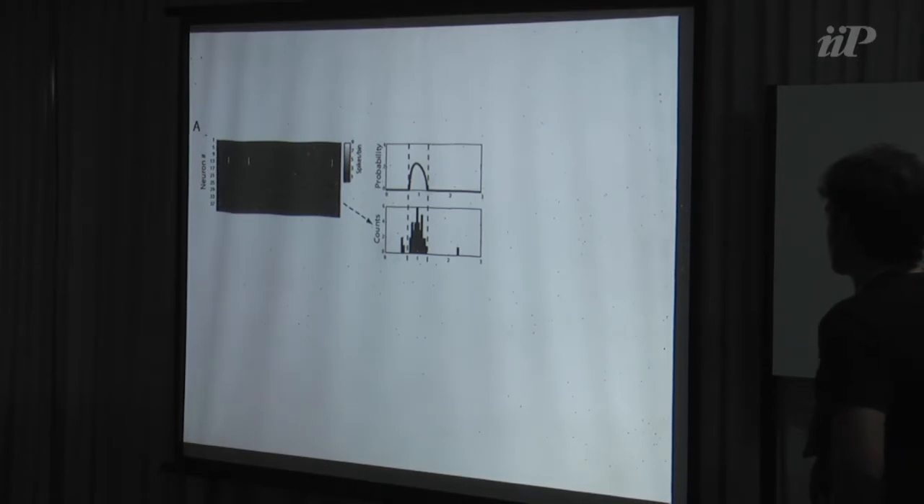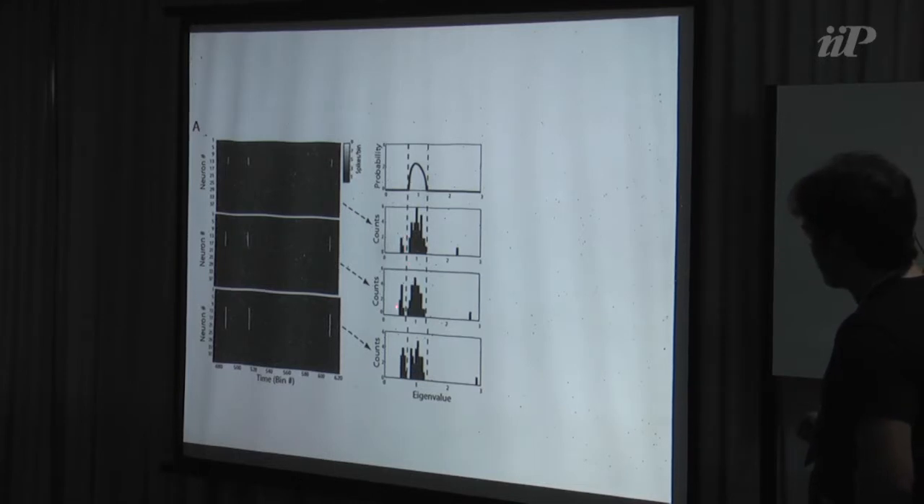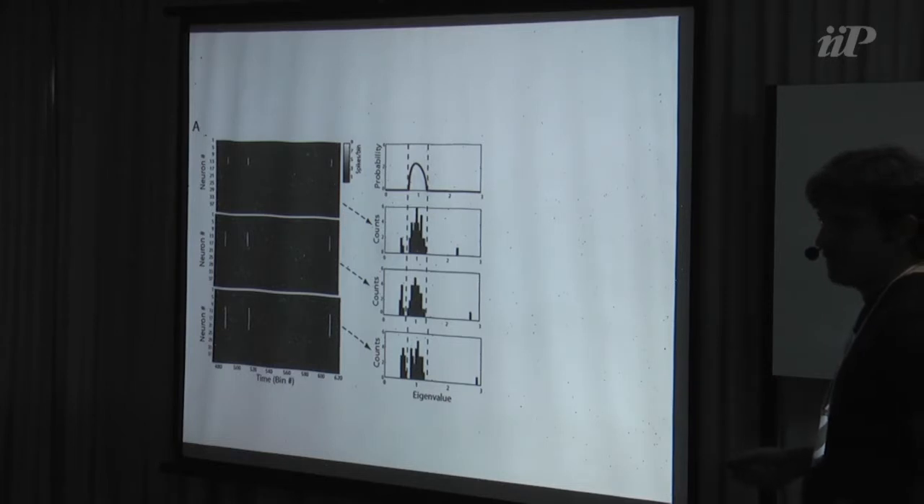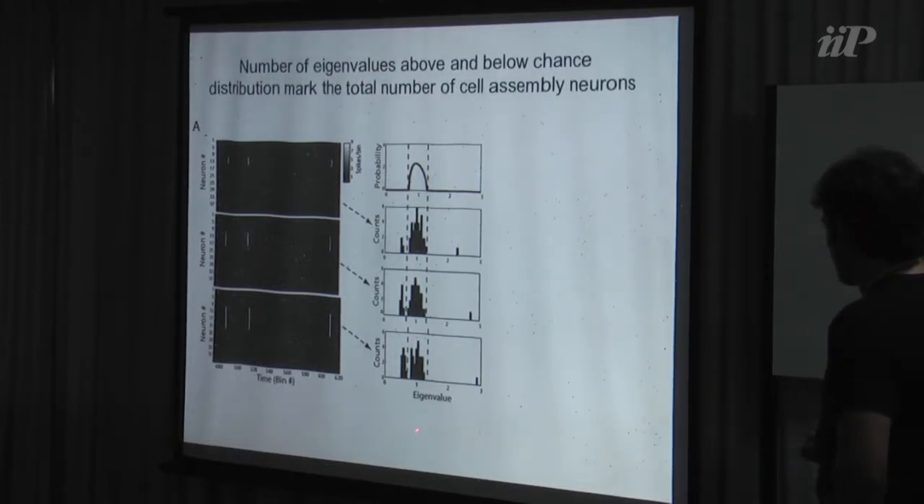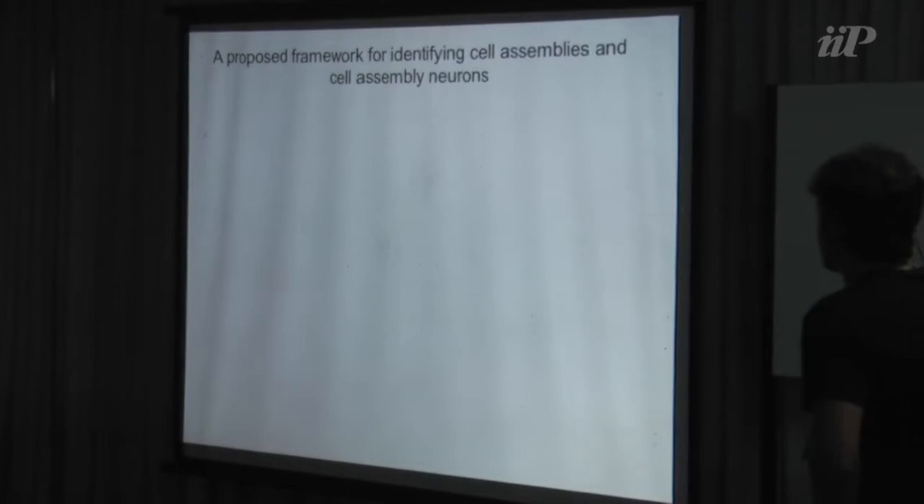And here is just one cell assembly, but we are increasing its size, with more and more neurons. There is always only one eigenvalue above, but you see that below we start having more and more. We played around, but this I should say is numerical. We did tons of simulations, and it turns out that the number of eigenvalues outside the distribution will tell you the number of cells involved in the cell assemblies. We did several parametric studies, but I will just focus on the main things here.